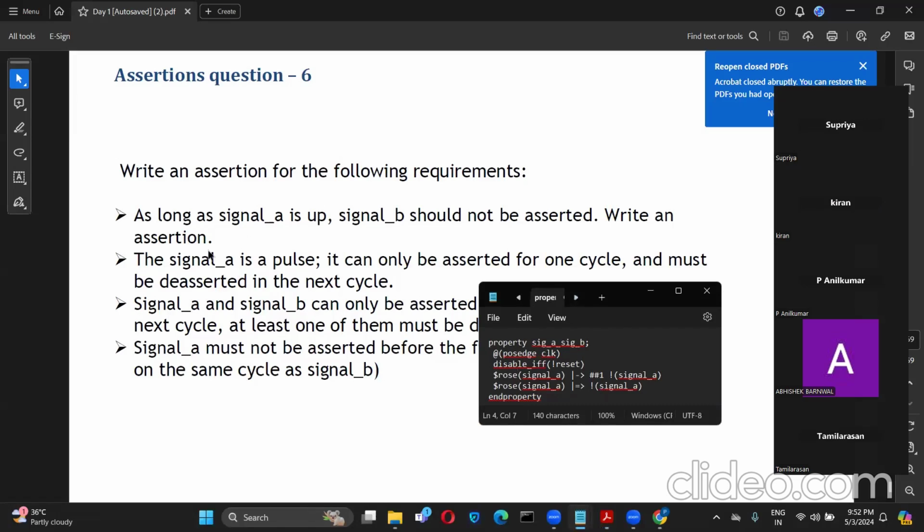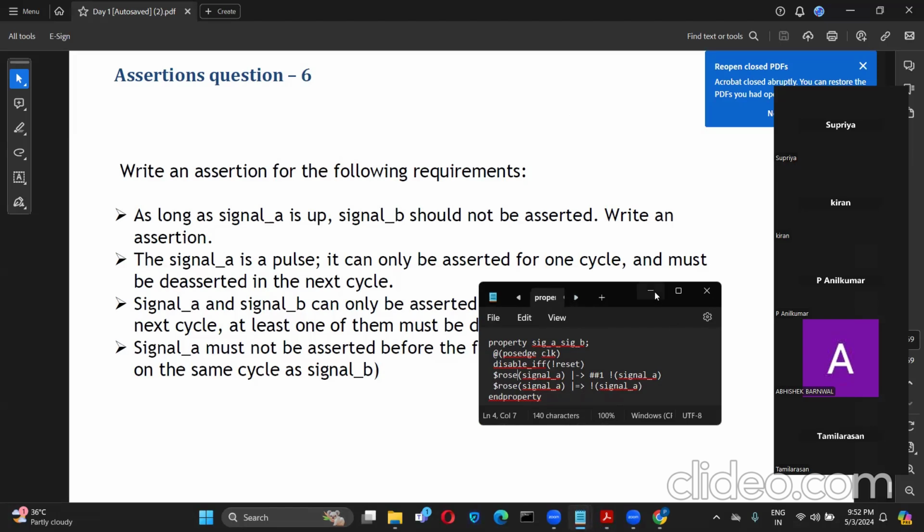So this is for the second requirement: signal A is a pulse. It can only be asserted for one clock cycle and must be de-asserted in the next cycle. If we are using an overlapping implication operator, you have to use one extra clock cycle delay. If it is non-overlapping, then you can omit that clock cycle, because both mean the same.